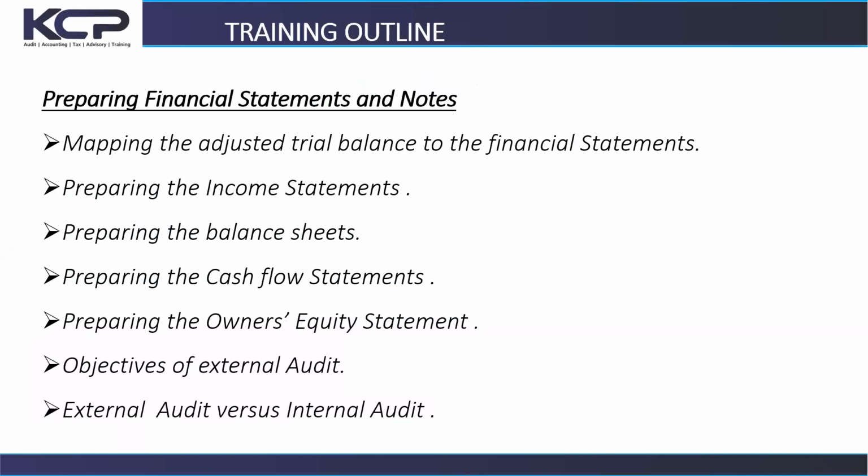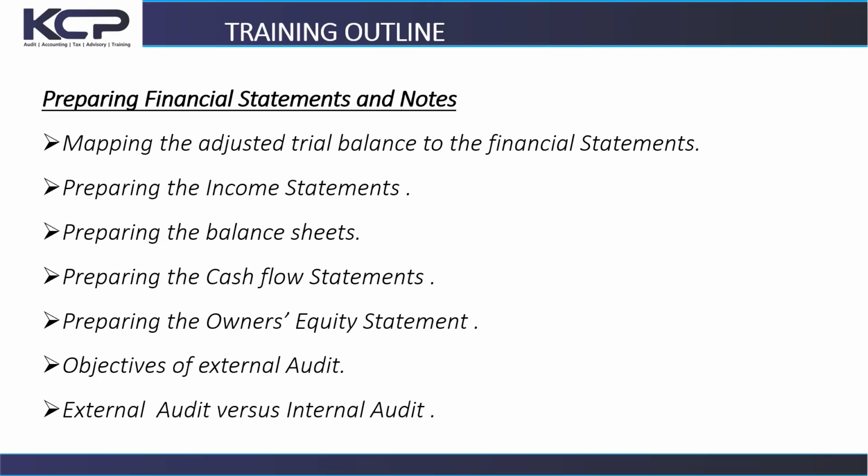We will technically look at mapping an account on what we call ETB, extended trial balance, right? Preparing the income statement from the source of information you have in the extended trial balance. Preparing balance sheets, or what we call statements of financial position. Preparing statements of cash flows, that is IAS 7. Preparing the owner's equity statement, or statement of changes in equity.